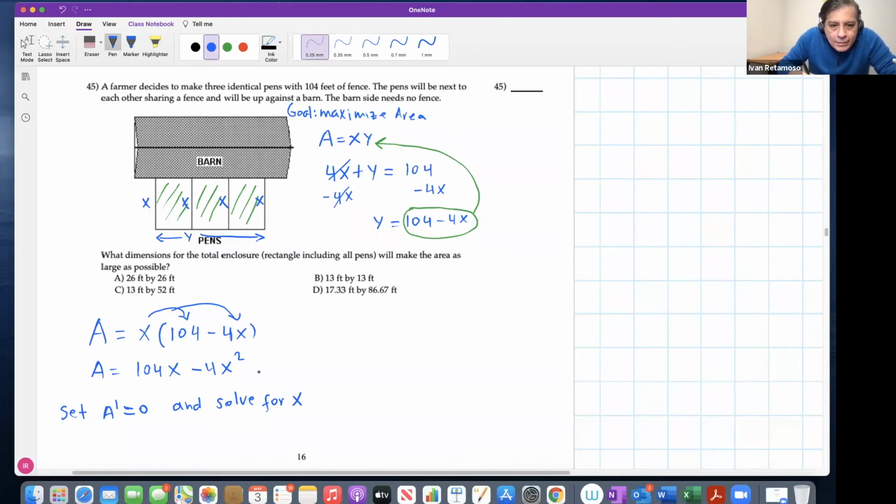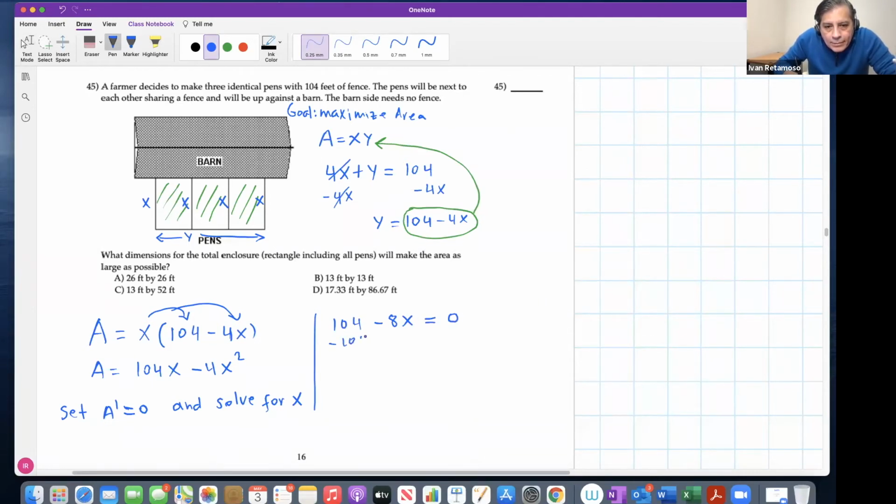So the derivative of this function should be just this. For the first term, the derivative is 104. For the derivative of the second term, 2 comes down, multiplying 4 is 8. X stays with 1 less, raised to 1. And this should be equal to 0.